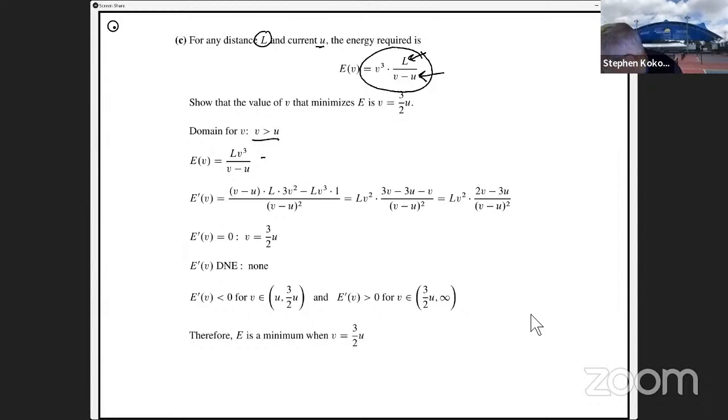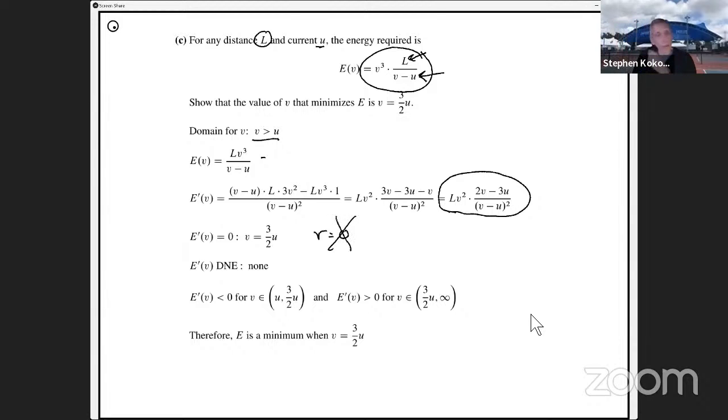There's my expression for E. Again, I've got to take the derivative using the quotient rule. Here it is completely factored. What are the critical values? Well, V is equal to 3/2 U. V is also equal to 0, but I can get rid of that.